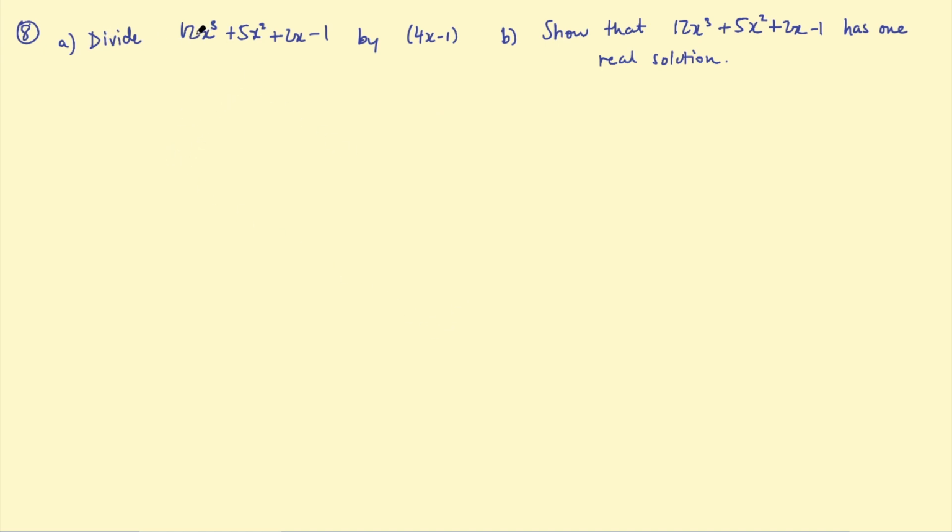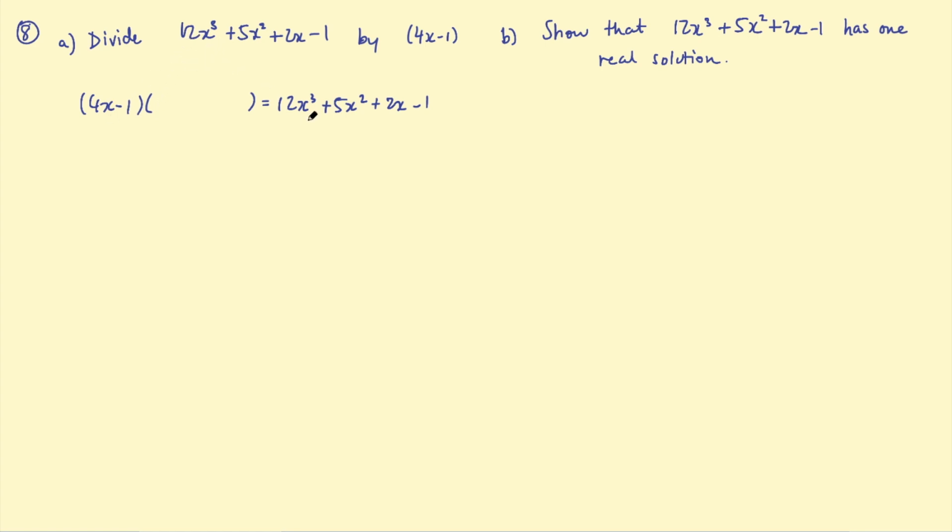The question says divide 12x cubed plus 5x squared plus 2x take 1 by 4x take 1. It starts off by saying, well, if we did this division, we'd end up with 4x take 1 multiplied by some quadratic equal to this cubic. So start off by writing your problem this way, and then think about what this quadratic might be. Well, we know if we expanded out these brackets, the first terms multiplied need to be 12x cubed. So you can actually figure out what this first term will be just by inspection.